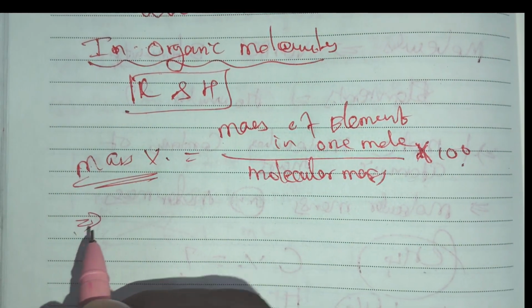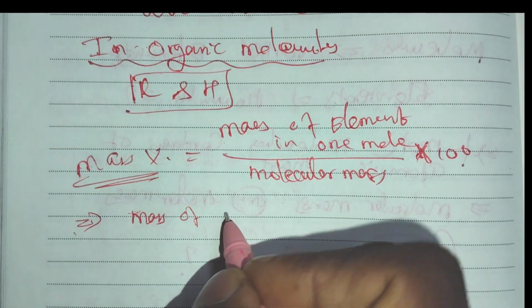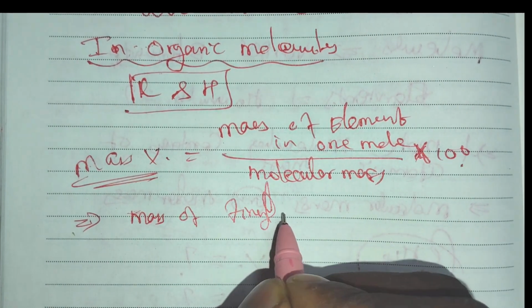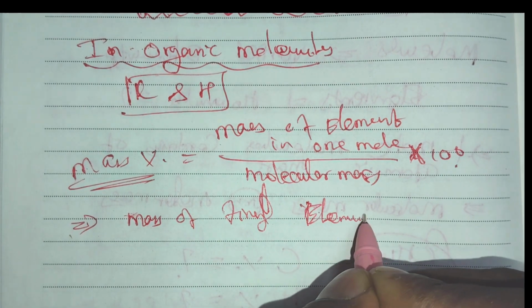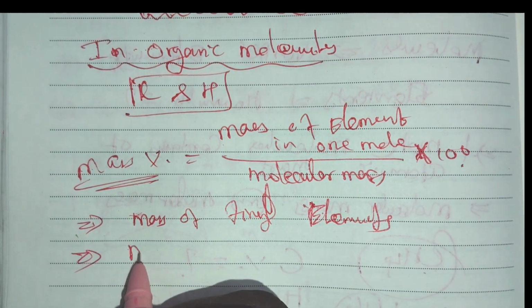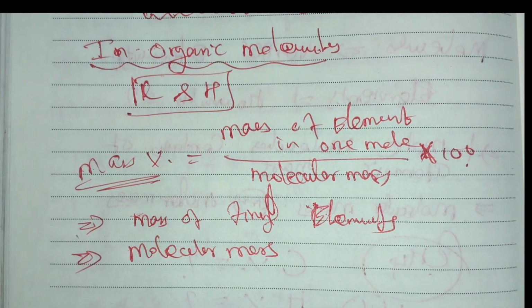So here it must be known: the mass of the element whose percentage we are finding, the mass of the element, and the second quantity, the molecular mass. Okay, so these two are very, very essential.